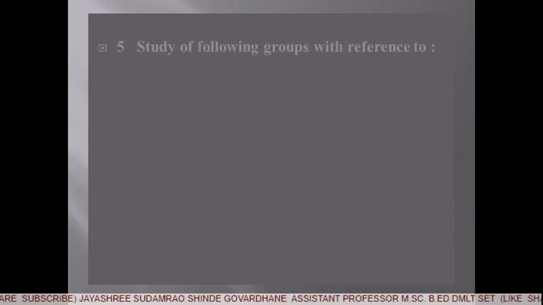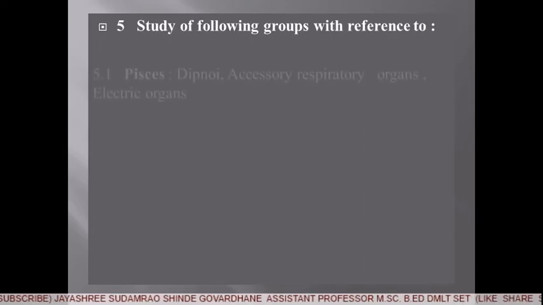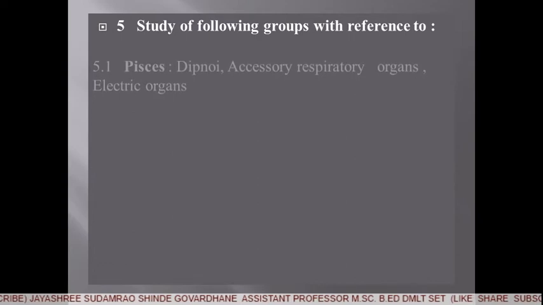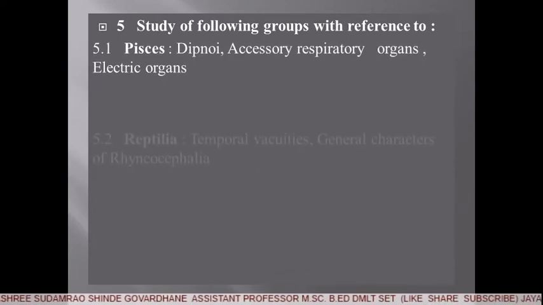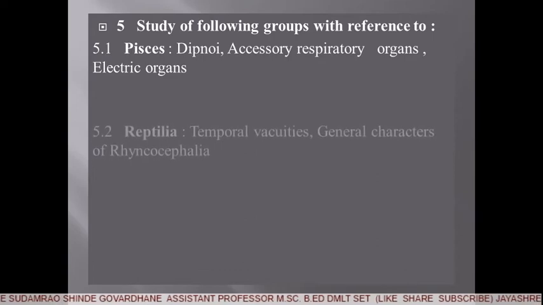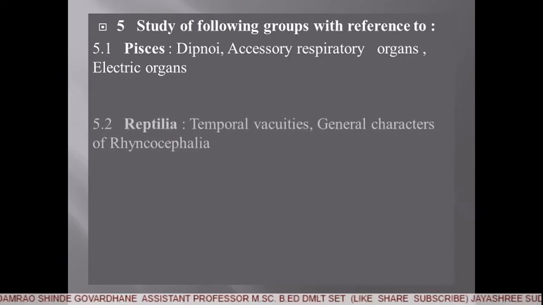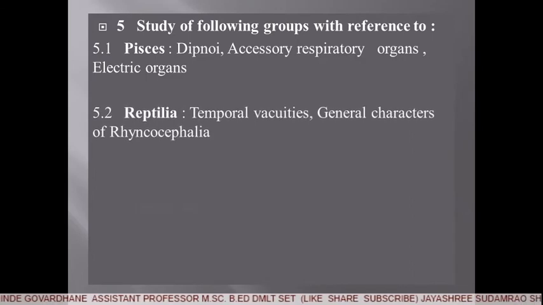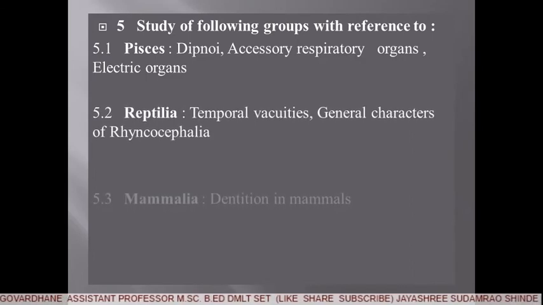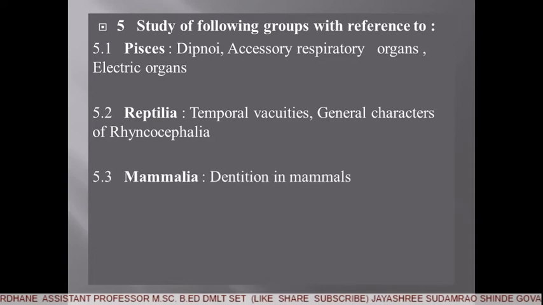The fifth chapter is the study of Pisces, in that dipnoi, accessory respiratory organs, electric organs; reptilia, temporal vacuities, general characters of rhynchocephalia; and mammalia, dentition in mammals.